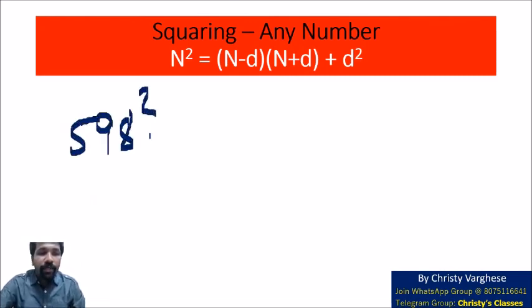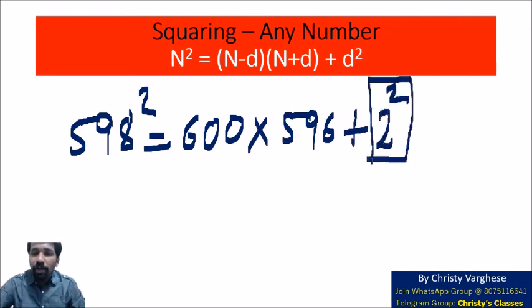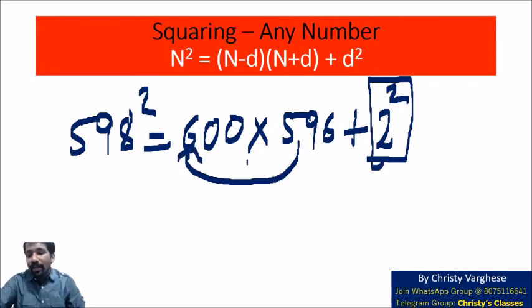598 square, thinking of it like 600 added to, subtracted to 596. 600 into 596 plus 2 square. Yeah, this 2 square is smaller, but the problem is 596 into 6 may take a little more time. There also there are shortcuts. Yes, Adya, that is what I am saying. That is also possible. That is what I am explaining now.